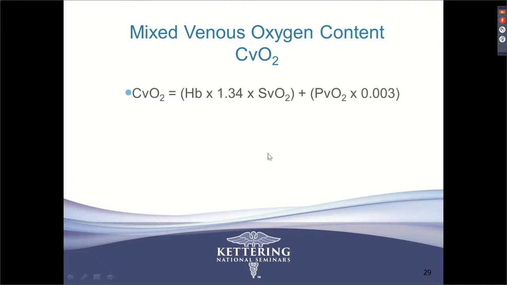Now, if you go down to number 5, the mixed venous oxygen content, you can see that the formula is very similar. If I can do the O2 content one, I could do this one also. You still have to have a hemoglobin, but you're using SvO2, not the SaO2, because this is a venous sample, and you're using the PvO2, not the PaO2. We're trying to find out how much venous oxygen content we have.